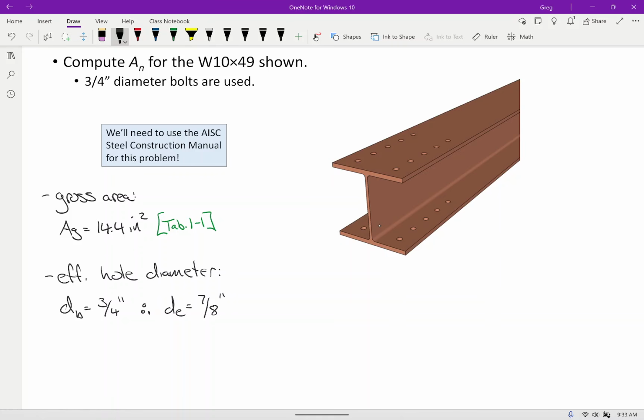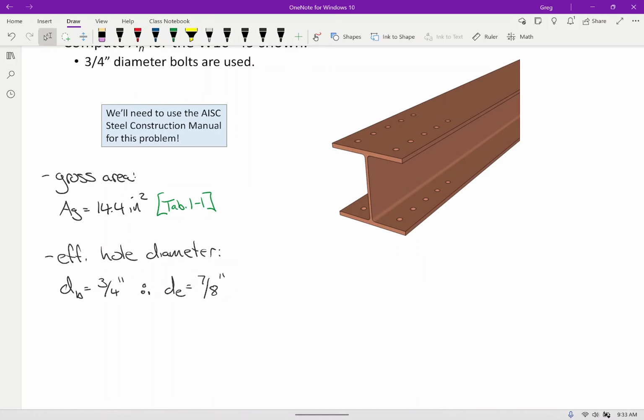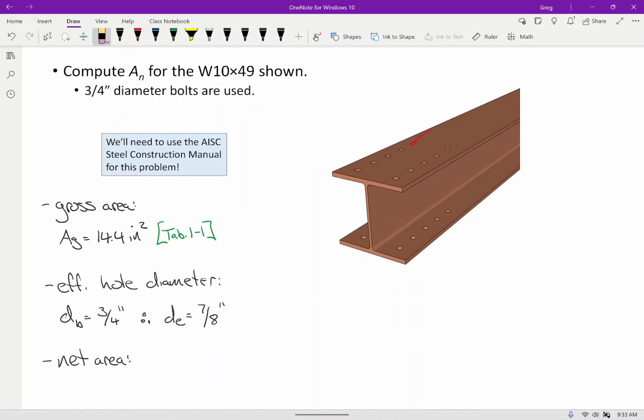Now, let's talk about the net area. The net area is going to be the gross area minus the area lost due to the presence of bolts. So how many bolts are we going to subtract? 4. Because, let me do this. If we cut a section through right here, we're going to cut through that hole, that hole, that hole, and then there's going to be a hole back there that we're going to cut through, right? So those are the holes that we're going to eliminate, okay?